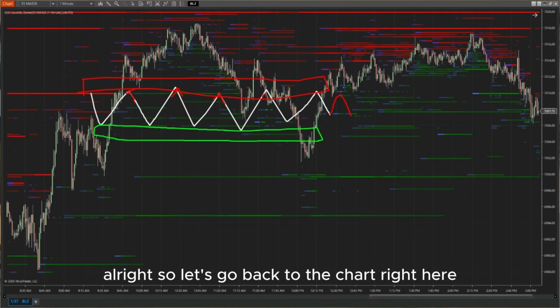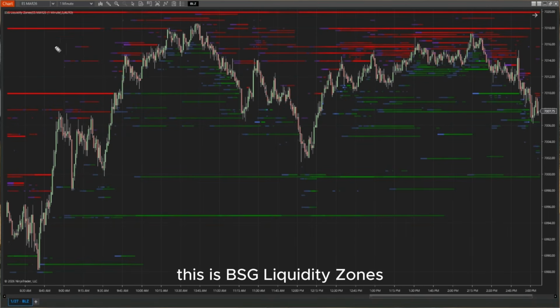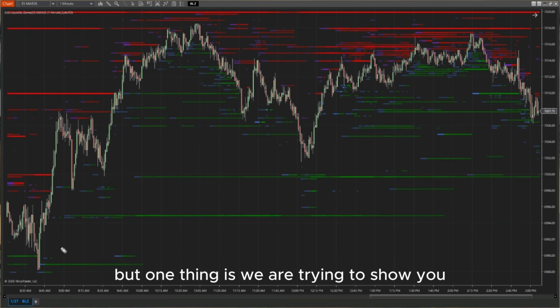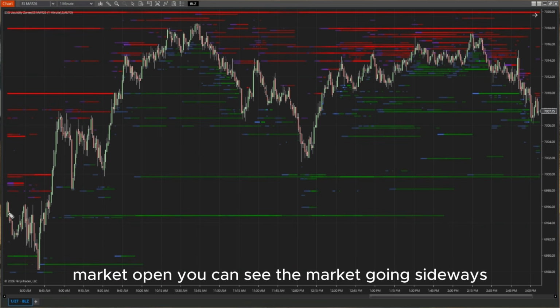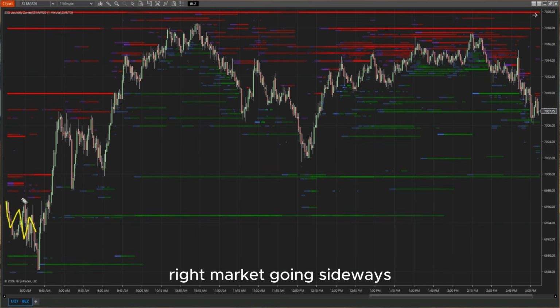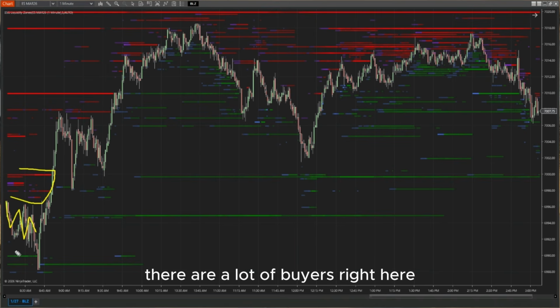All right, so let's go back to the chart right here. This is BSG liquidity zones on ES from this week. This green is the strongest bids, and strongest asks from the level 2. Why are we not painting all the lines? We are painting only some of the lines, because we are trying to remove all the noise and show you only the tradable liquidity. Market open, you can see the market going sideways, right? You can see a lot of sellers right here. There are a lot of buyers right here.